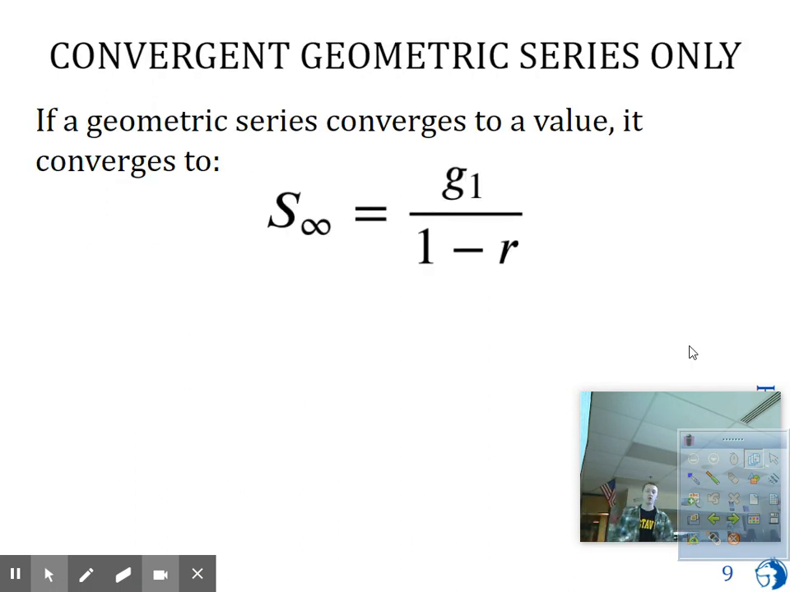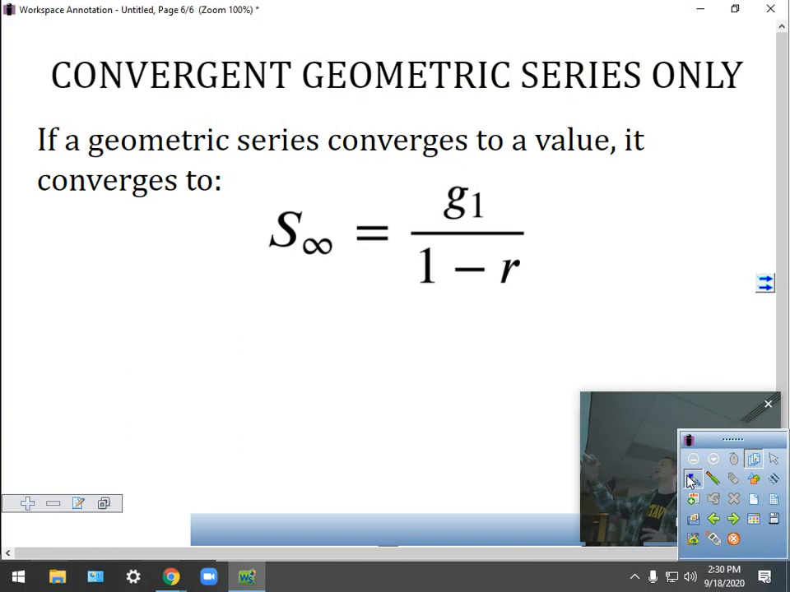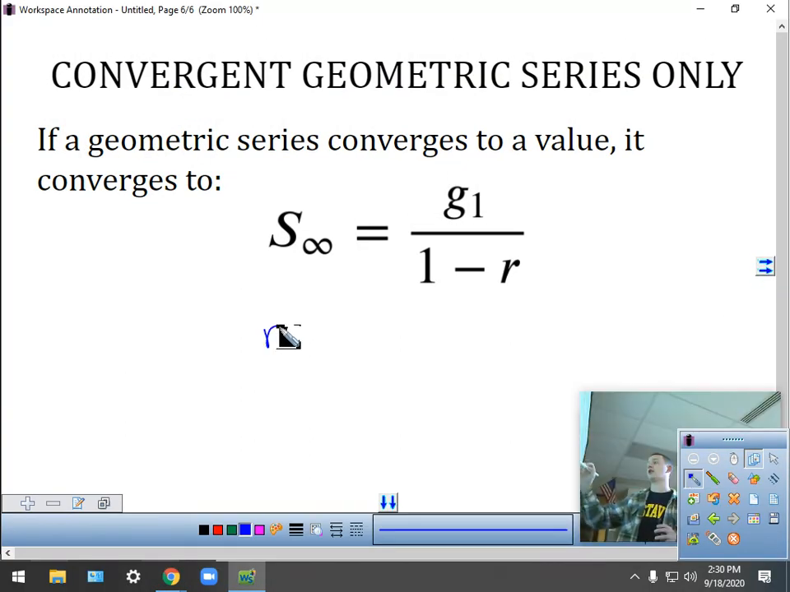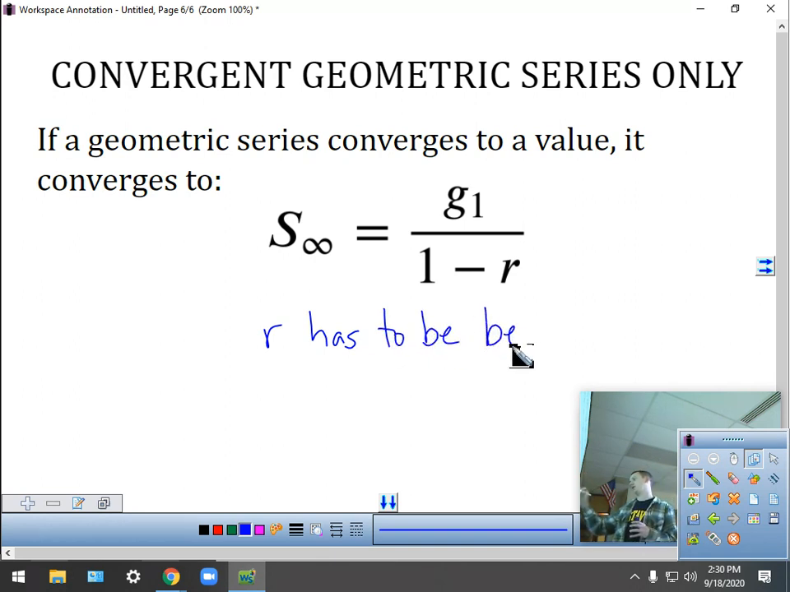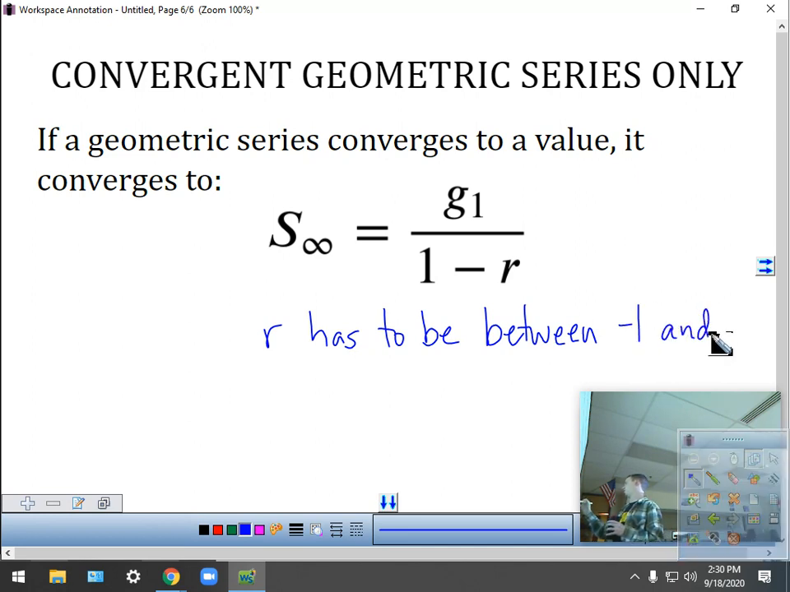Okay, if you have a convergent series, then that series, the geometric convergent series, converges to this formula. So this means that R has to be between -1 and 1. If it's between -1 and 1, then you can use this formula. This is the first term. Make sure that you put this in parentheses.